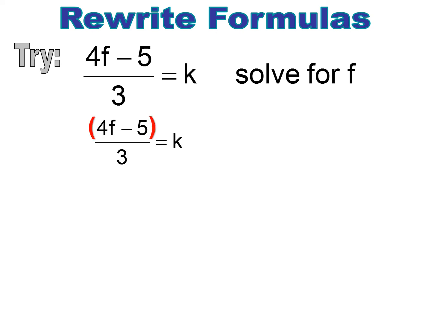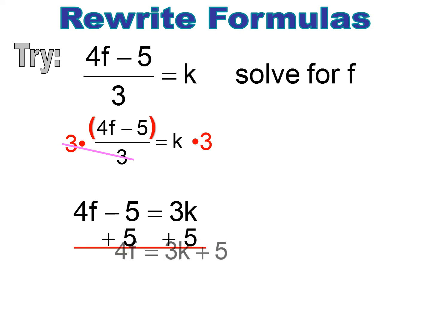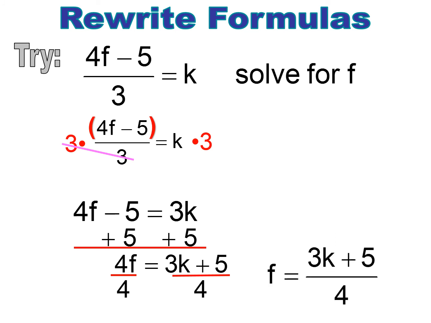Again, I'm getting that expression by itself. I want to remove that 3 by multiplying, and you put that 3 in front of k. And now you're going to get rid of the 5 by adding it, and then you're going to divide through by 4. So your new formula for f would equal 3k plus 5, all divided by 4.